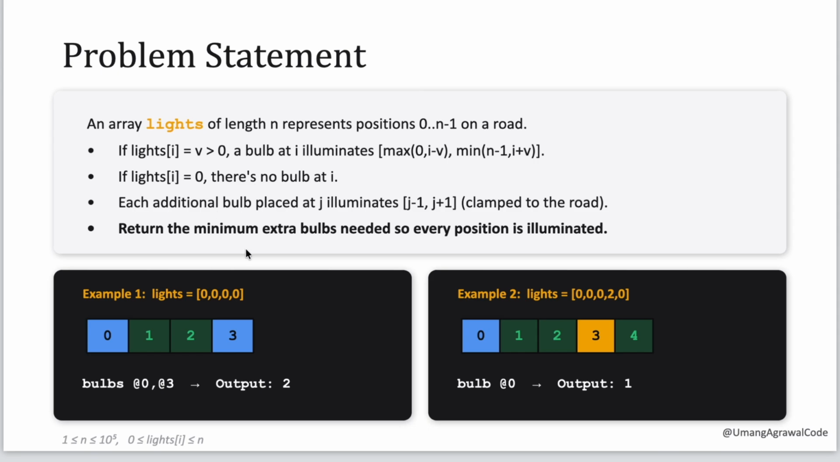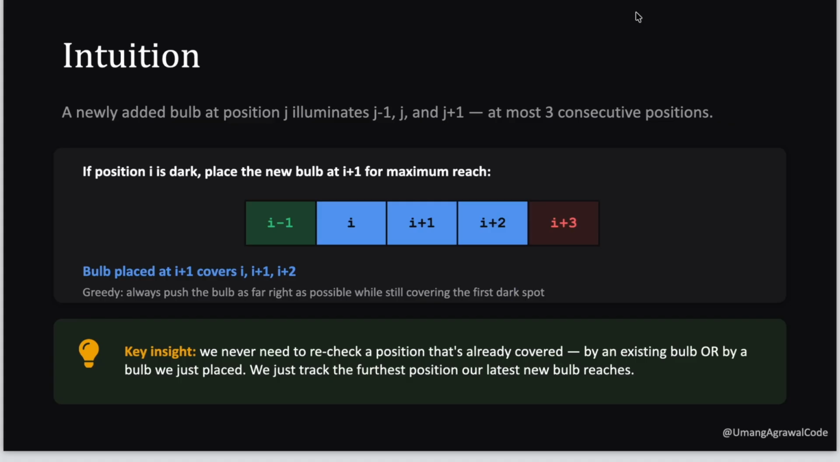Now we can add some additional bulbs as we require, and if we add a bulb at position j, then it will illuminate total 3 positions: itself, the previous position j minus 1, and the next position j plus 1. Now we have to return the minimum extra bulbs needed so that every position is illuminated. So we have to tell the minimum number of bulbs we need to add.